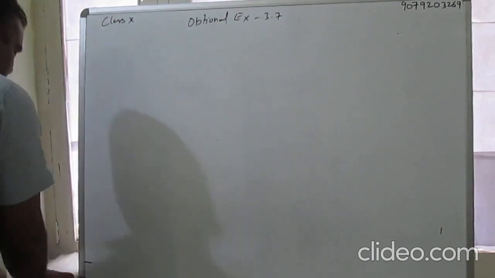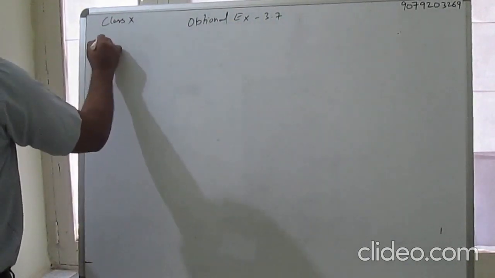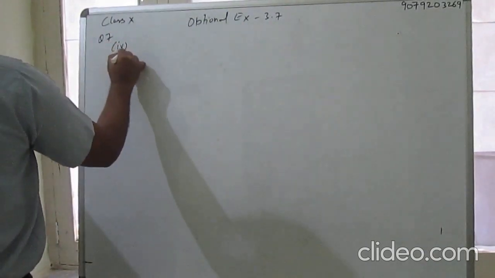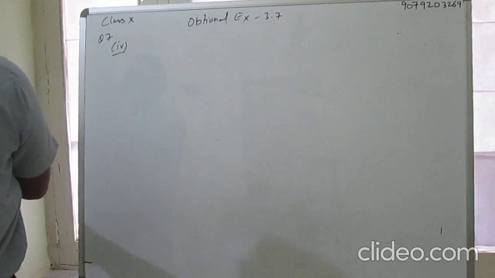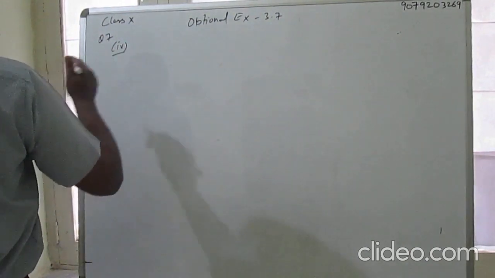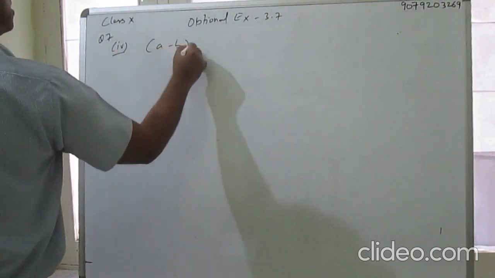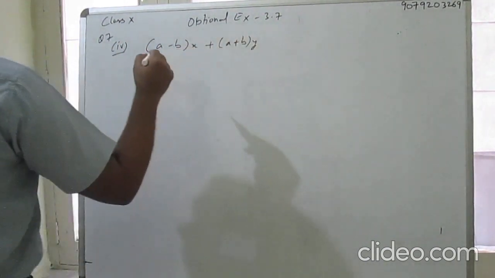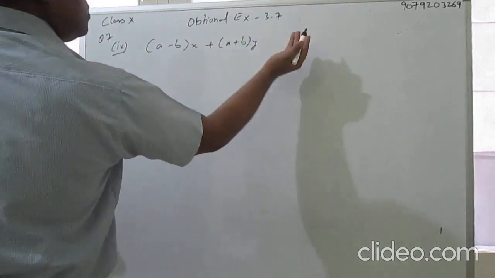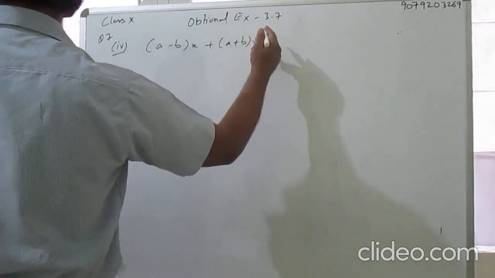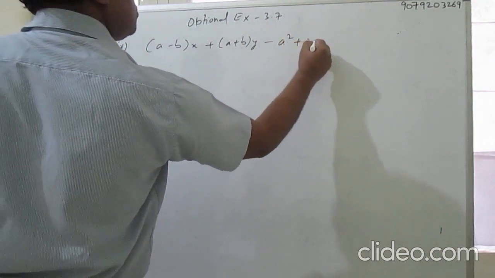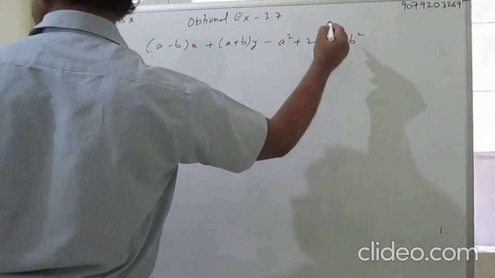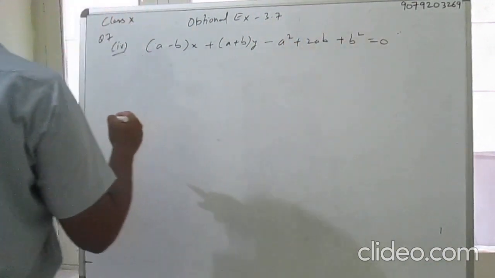Question 7, fourth part. a minus b x plus a plus b y, turn to the left hand side, it is minus a square plus 2ab plus b square is equal to 0.